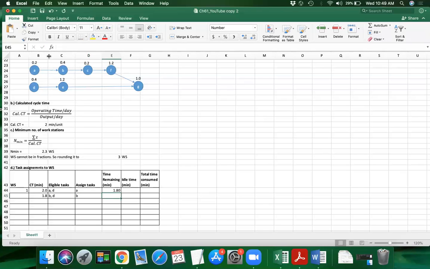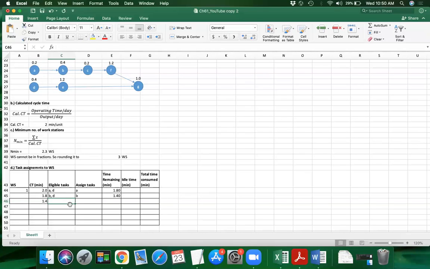And B takes 0.4 minutes. So you subtract 0.4 minutes from 1.8 minutes. So the time remaining is 1.4 minutes. Now, 1.4 minutes, we are going to bring it here. So for the next eligible task, we have already assigned A and B. So C is eligible because A and B are already assigned, and D is already eligible.